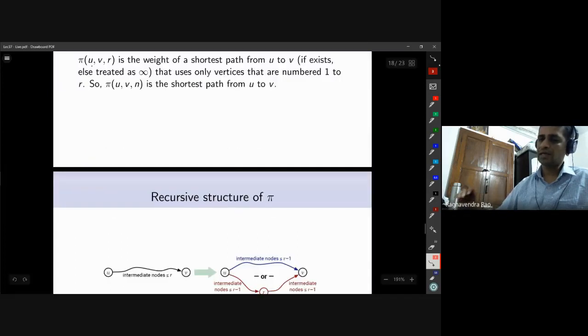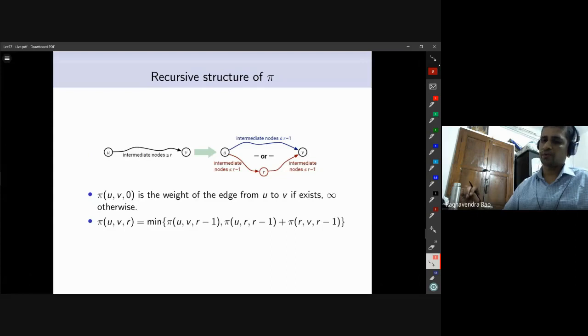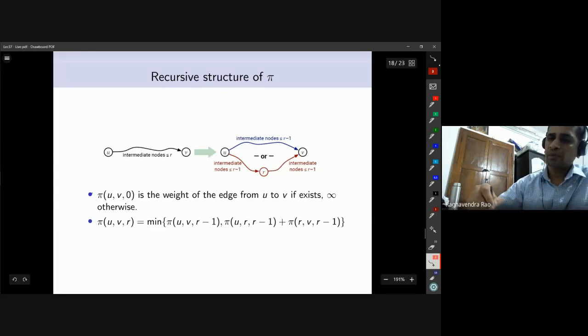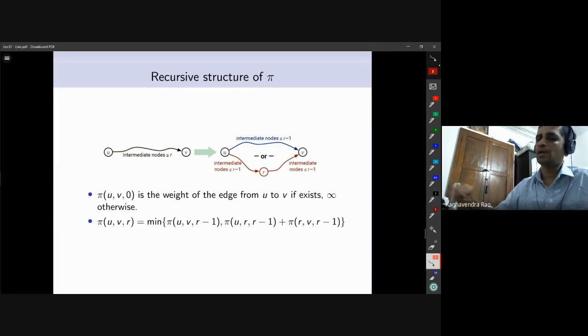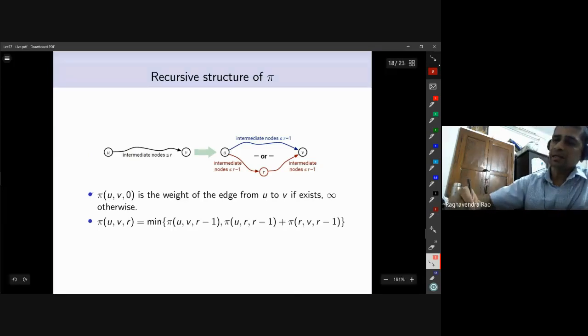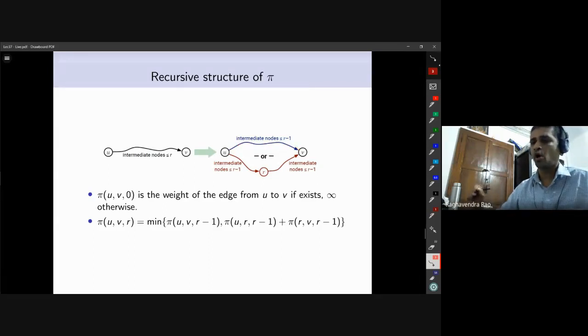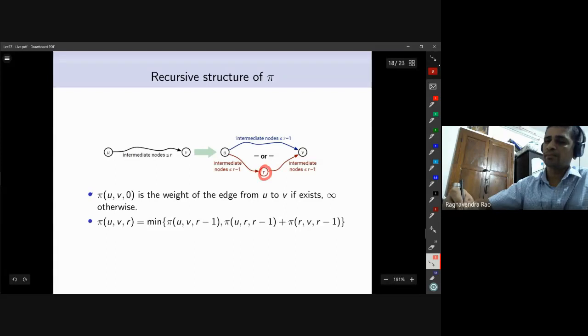Now this has a very nice recursive structure here. So u to v, I'm looking at only intermediate vertices from 1 to r. Now how do I split it? How do I go further? Either the intermediate vertices only use vertices from 1 to r minus 1, or I use a vertex r, but then I can break it into two paths. So u to r, which uses only vertices from 1 to r minus 1, and then r to v, which uses only vertices from 1 to r minus 1.